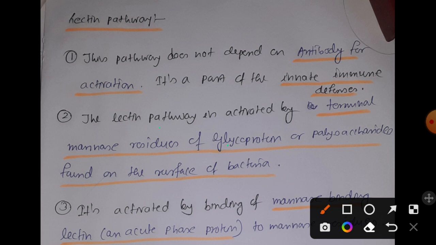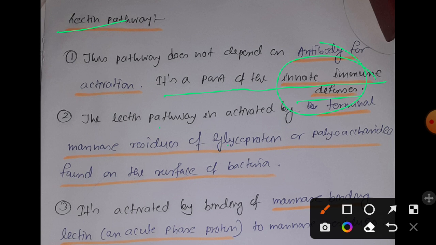So here the things are different. Here the antibody is not going to play the role of activator. As the antibody is not the activator, we consider this pathway a part of innate immune defenses. Very important point for your MCQ exams. If they ask which pathway of complement is a part of the innate immune response, you have to tick the lectin pathway.